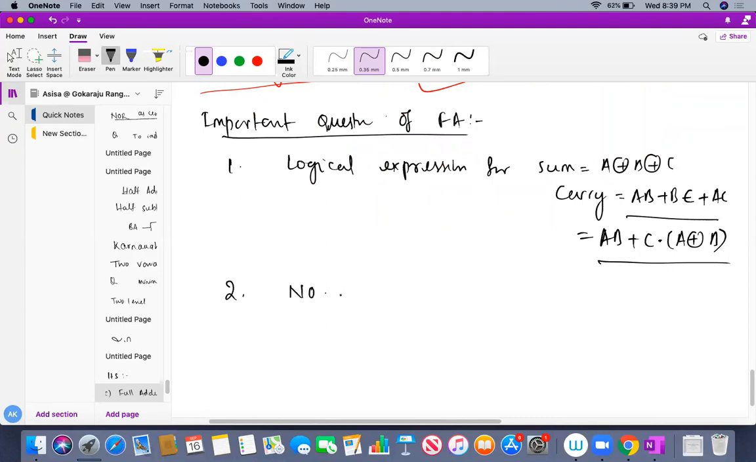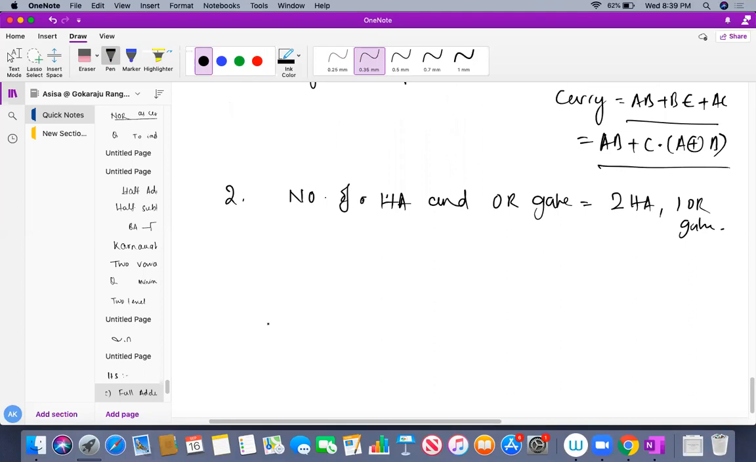Okay, next important question, we have already proved this: the number of half adders and OR gates. How many half adders are required to design a full adder? Actually 2 half adders and 1 OR gate are required. These are all important. You can expect a few questions from this in the GATE exams as well.